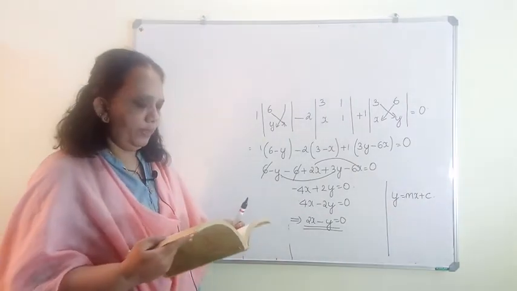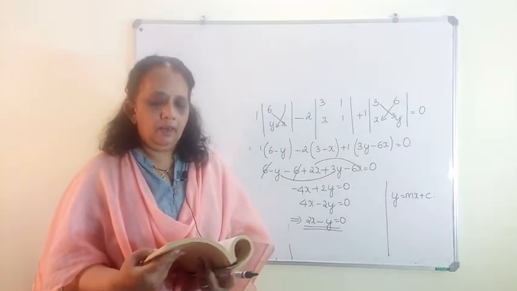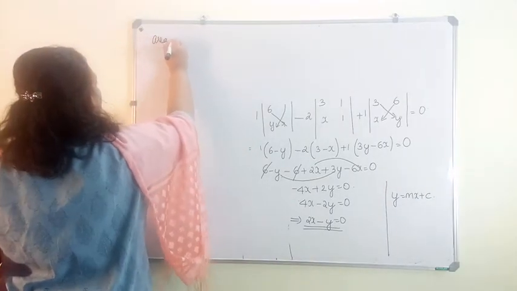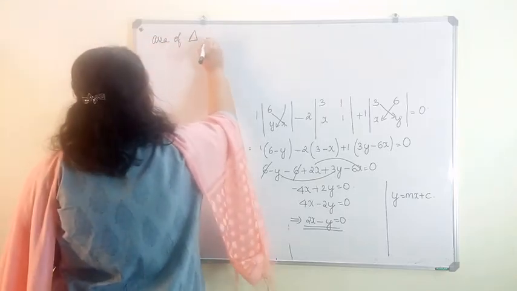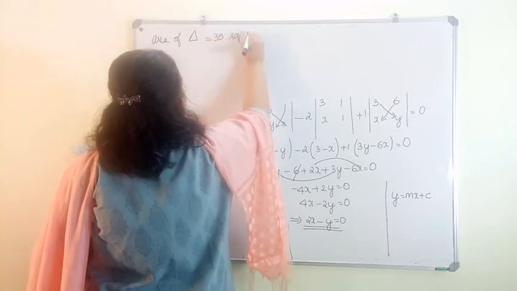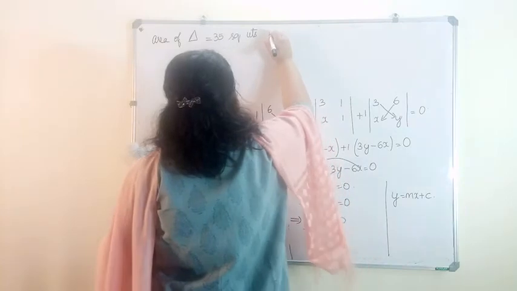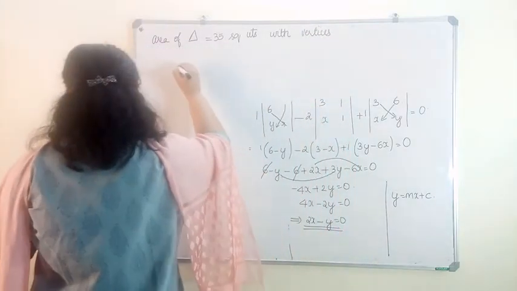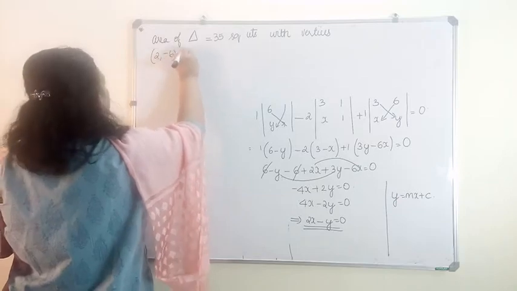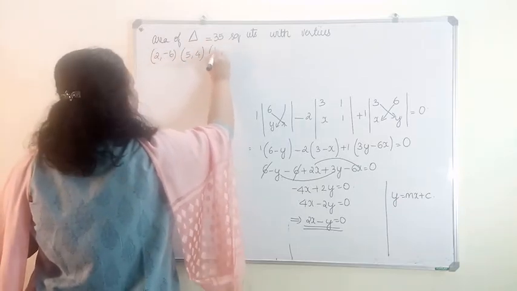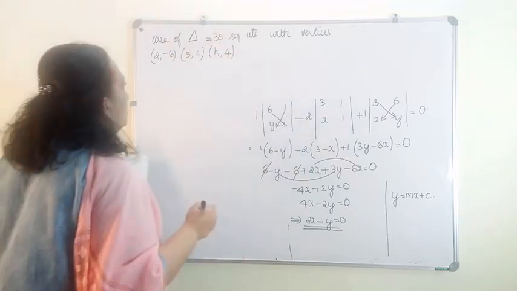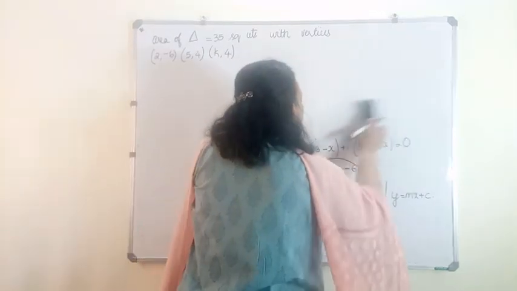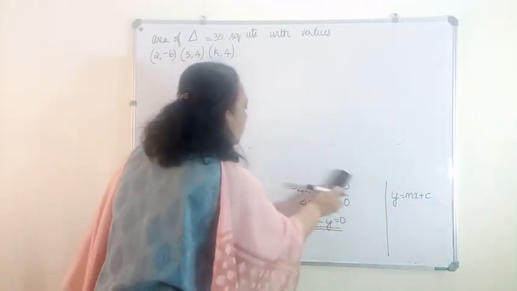Okay, next one, important question. If the area of the triangle is equal to 35 square units with vertices 2, minus 6; 5, 4; k, 4, then find the value of k. Find the value of k.